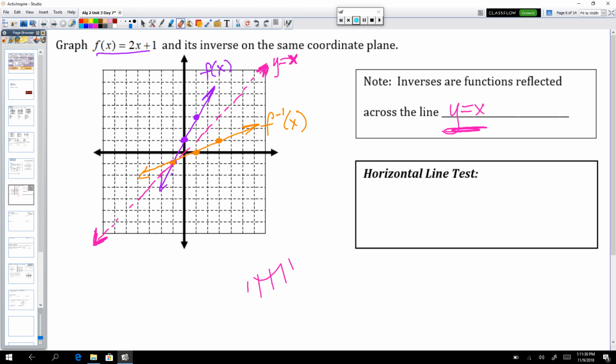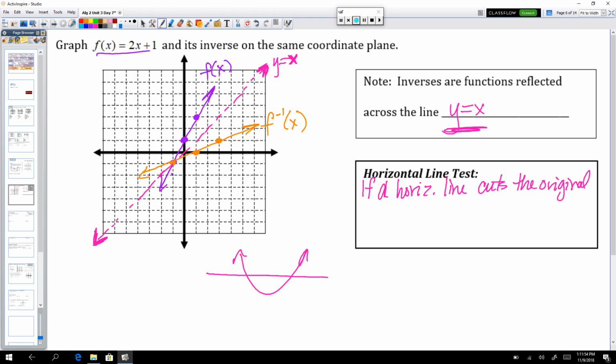The horizontal line test, however, says if you can find a horizontal line that cuts the graph more than once, the inverse is not a function. If a horizontal line cuts the original function more than once, the inverse is not a function.